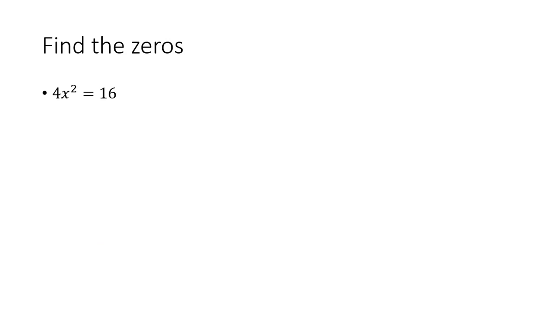Okay, so again, you should have gotten two solutions, a positive and a negative of that number. With this one, the first thing we would want to do is divide both sides by 4. When we divide both sides by 4, we're left with x squared is equal to 4. And then we just take our square root, which gets us plus or minus 2.